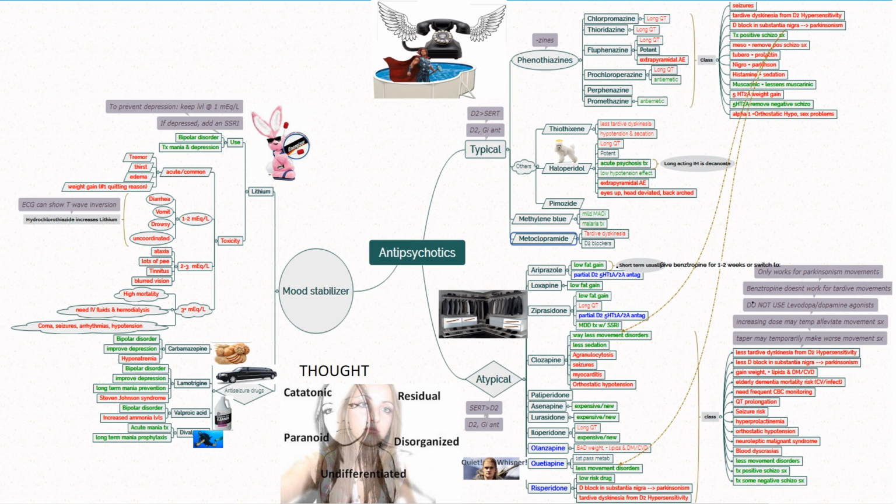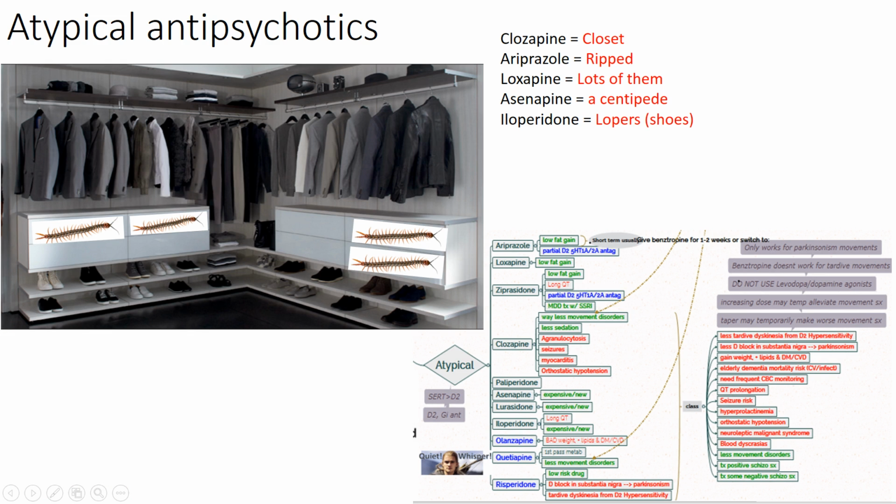Let's move on to the next group of atypical antipsychotics. Here we have Olanzapine saying quiet whisper for these drugs down here. And up here we have Thor on his phone, the phenothiazines. Now we're moving on to the other atypical antipsychotics, and I tied them all into a closet.